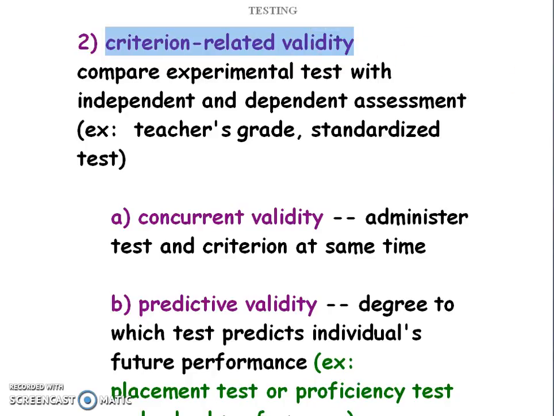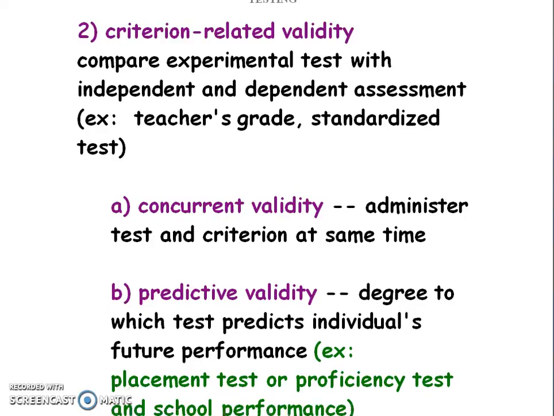That is, compare the experimental test with an independent or dependent assessment. That is, suppose I'm giving a grammar test. Is it too hard? Is it too easy? How do I know? If I look at the teacher's grade, or if I compare these test scores with a standardized test, the good students should also get high grades on my test. If not, then there's a problem with the criterion-related validity.